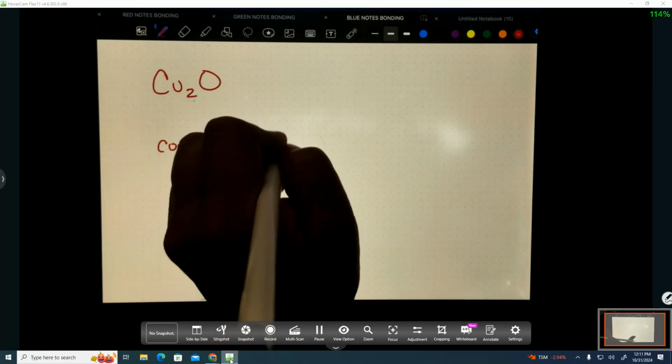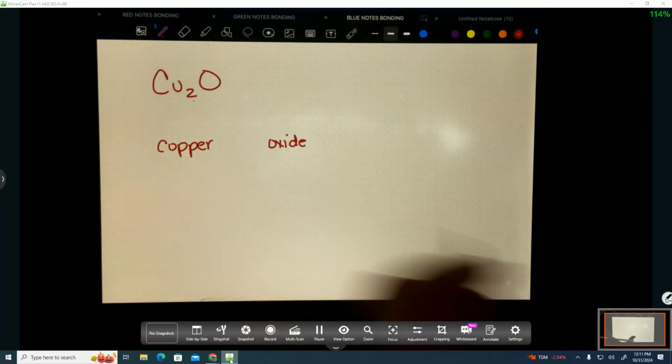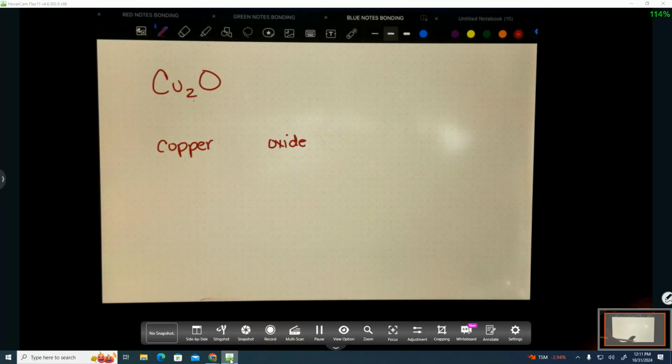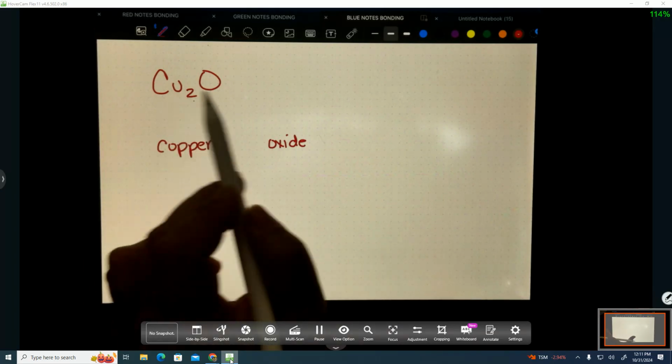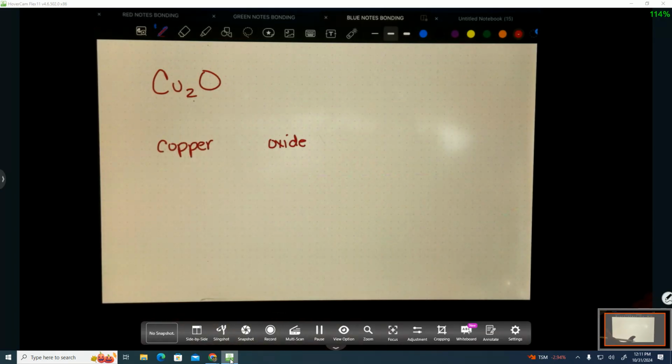Let's do Cu2O. Okay, first thing we do is we write down the 2 parts, just like we did before. We're going to write copper, and we're going to write oxide. The reason, Izzy, that it's ending in "ide" is because there are only 2 elements there. You see it? Okay.